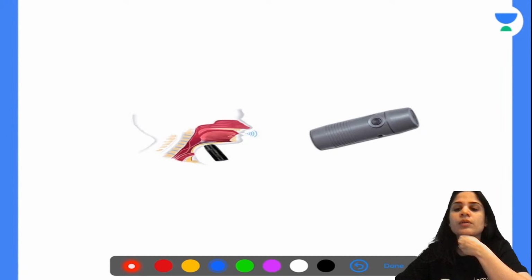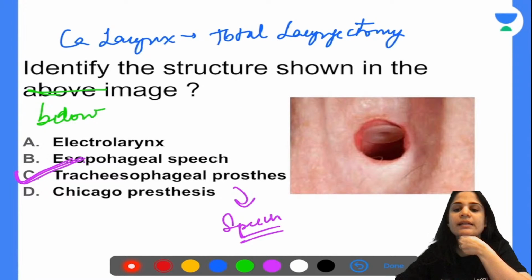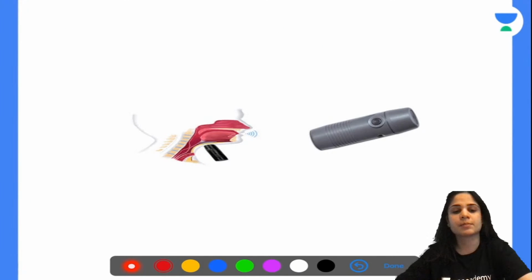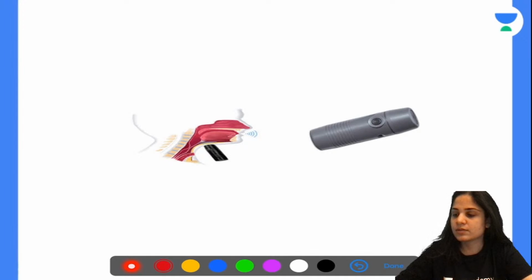So this is a battery operated vibrator. You just hold it below over here like it is given in the picture, and it produces vibrations in the lower part of the mouth, in the floor of the mouth, and it helps in producing speech. Yes, so this is called an electrolarynx. Okay.